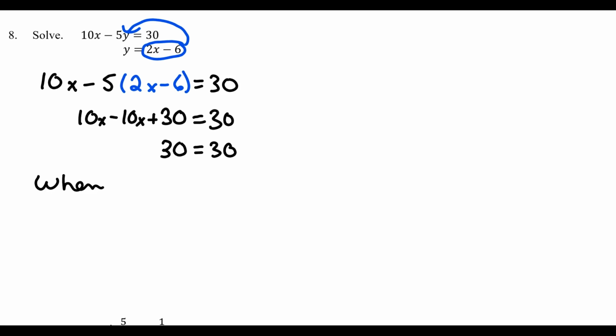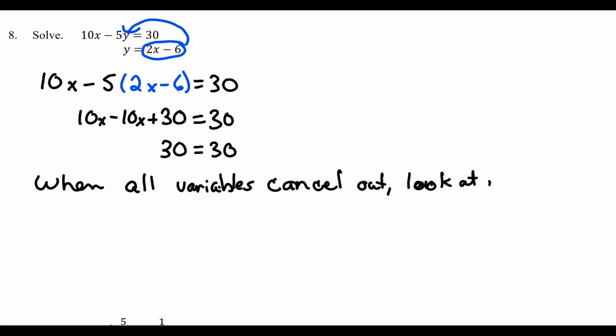So when all variables cancel out, which they did in this case, I want to look at what is left. So look at the remaining values, which means in this case 30 and 30. And my question is, do they equal? Yes, 30 does equal 30, okay?